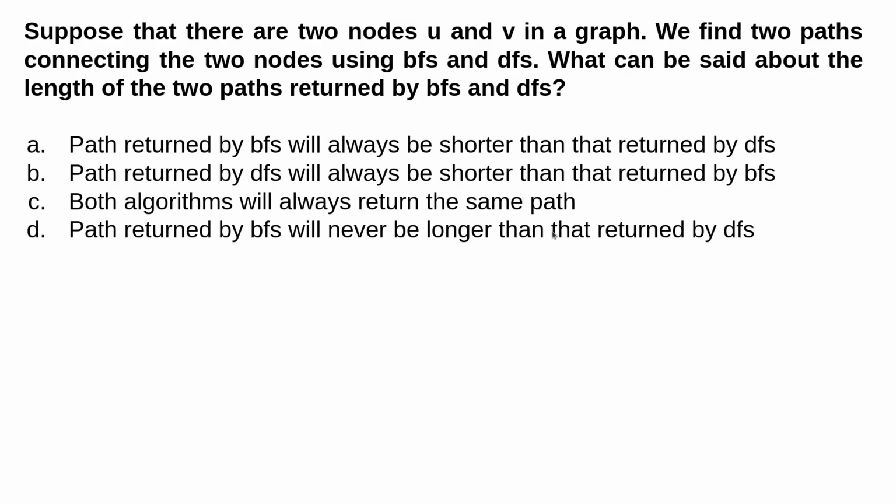So just think about that. Let's say, imagine a graph. You have root node R, and there are U and V somewhere. It is saying there is a path. Which one will take less path? In DFS, what do you do? You go depth, right? In BFS, you go breadth. Now think about it.